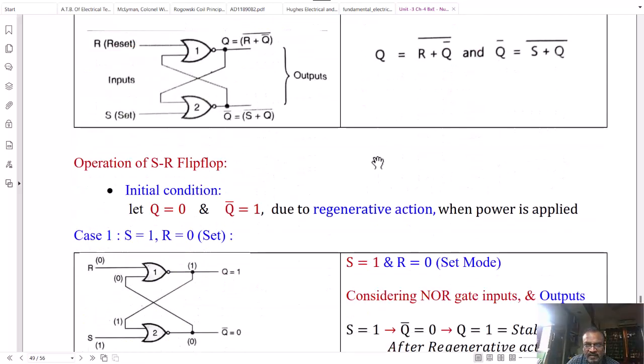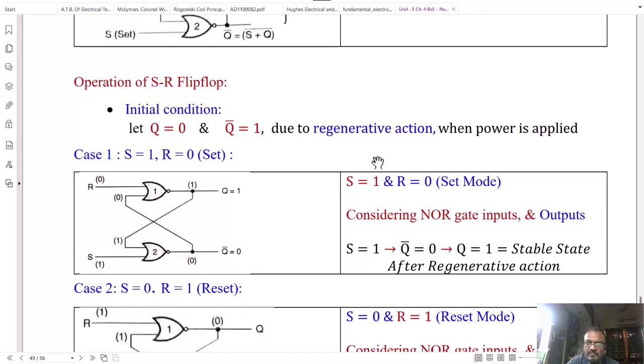So these are the logical expressions for the outputs of the flip-flop. Let us see the operation of the SR flip-flop. Let us assume that the initial condition is Q equal to 0, so obviously Q bar equal to 1, when power is applied to the flip-flop for the first time.